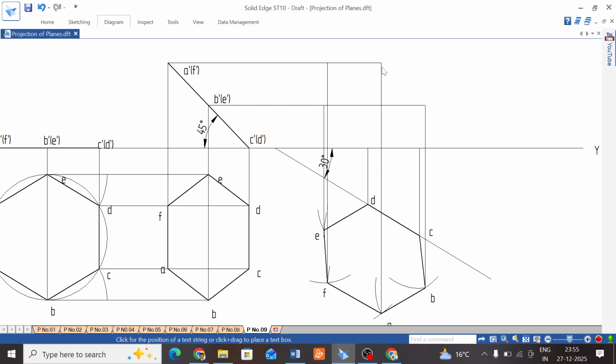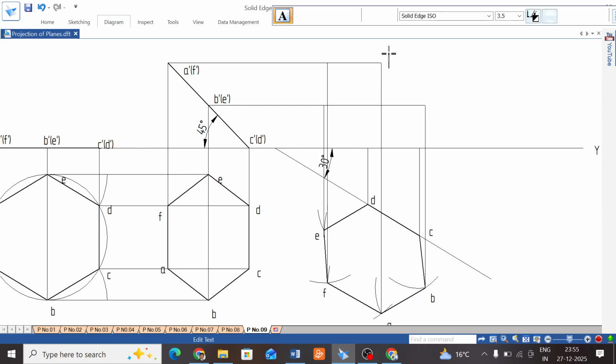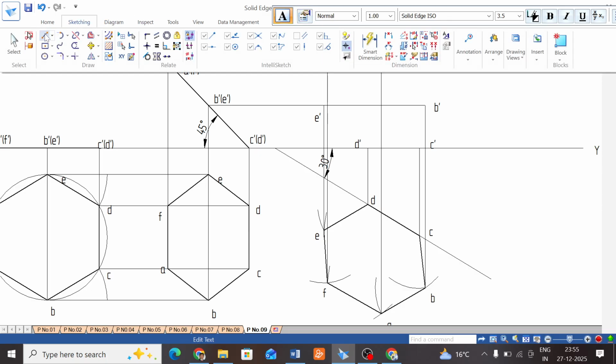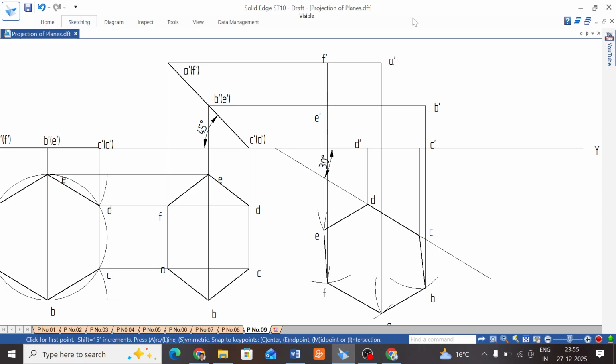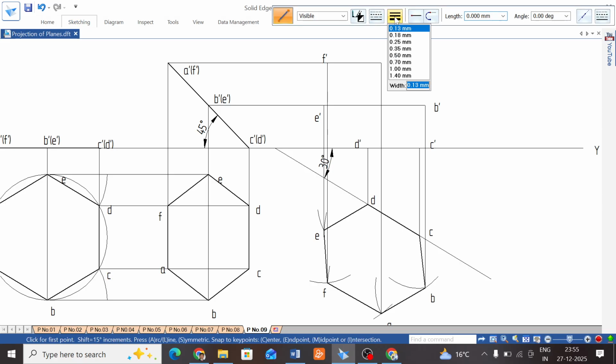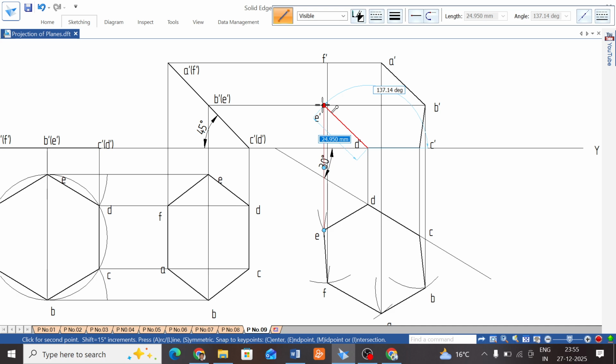Okay, this point is A dash. Name it first, later you join, to avoid the confusion. The point is B dash. It's our C dash, D dash, E dash, F dash. Join by thick line using a scale, all the 6 corners. Start with A always, B, then C, then D, then E, then F, then A.